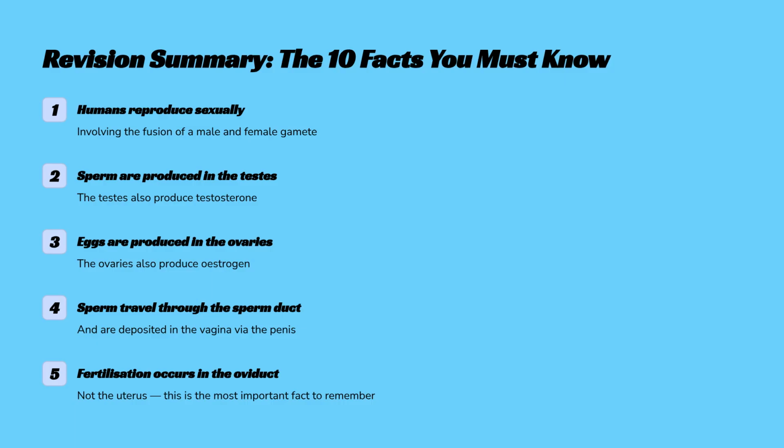To summarize, humans reproduce sexually through gamete fusion. Sperm and eggs are produced in the testes and ovaries, which also secrete hormones. Sperm move through the sperm duct, are deposited in the vagina, and fertilization occurs in the oviduct, never the uterus.